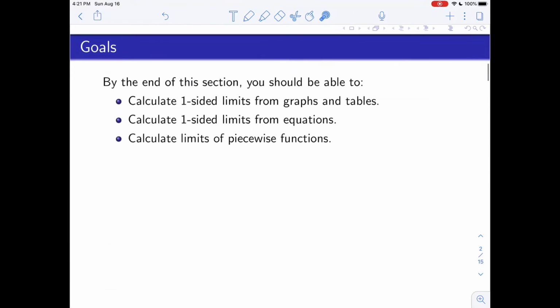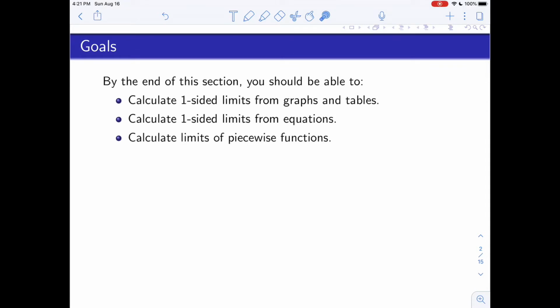So by the end of this section, you'll be able to calculate one-sided limits from graphs and tables and equations, and those two things will enable us to calculate limits of piecewise functions. If piecewise functions are unfamiliar to you, I want to recommend that you go take a look in our review module. There's a little bit of piecewise function review that will help you as we start encountering those.